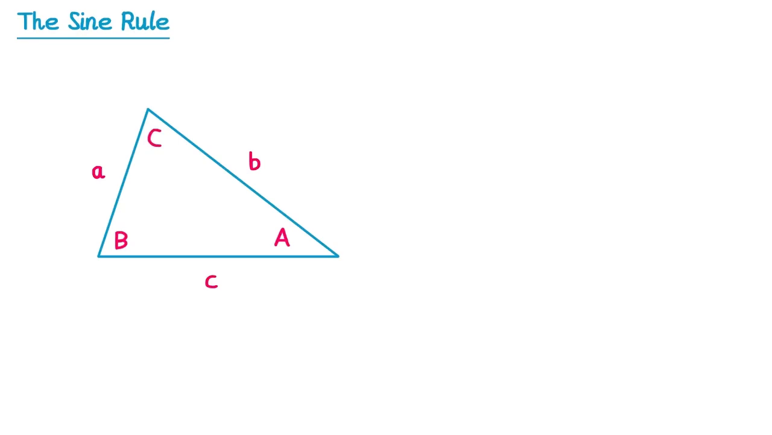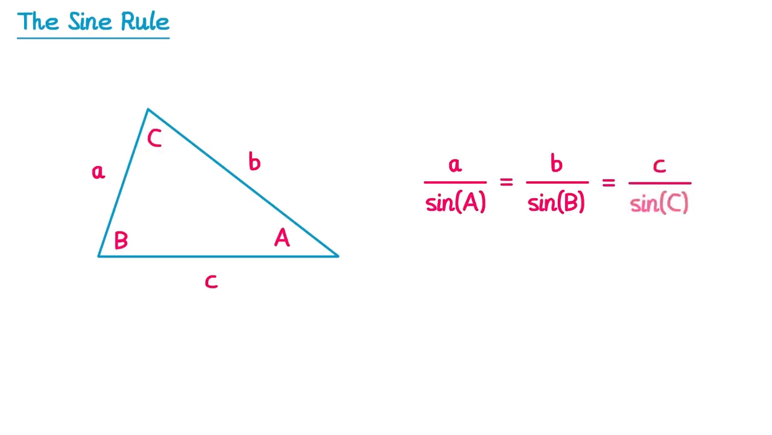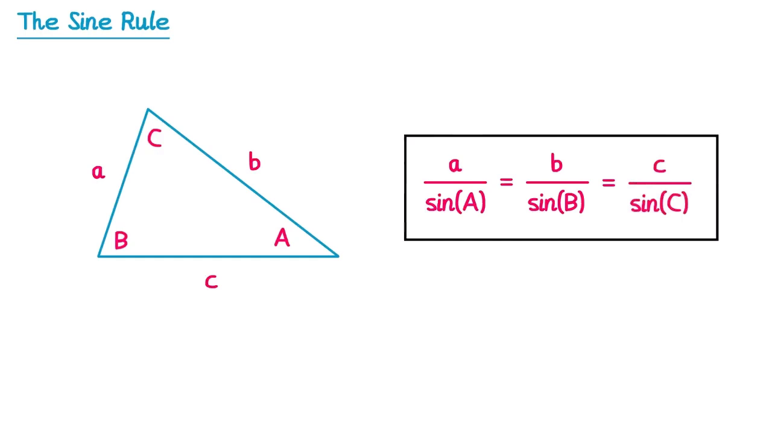Now it turns out that if you pick any of the sides, for example A, and then we divide this by the sine of the angle opposite, so divide this by sine of A, this will give you exactly the same value as if you did this for any of the other sides. So if you took side B and divided it by sine of capital B, this also gives you the same value as if you took side C and divided it by the sine of capital C. And this here is known as the sine rule.